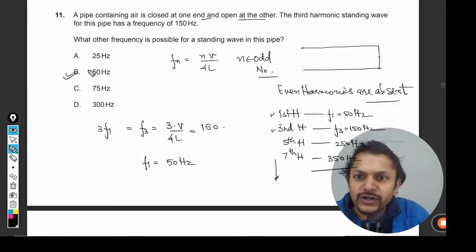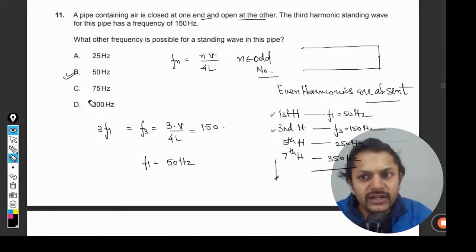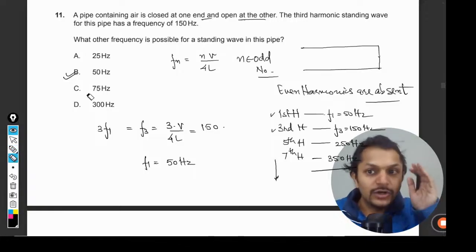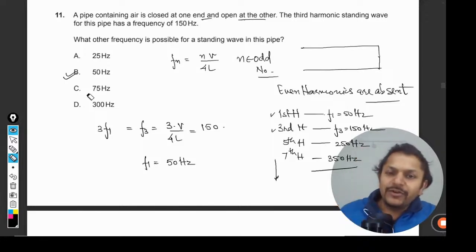50 will be the correct answer, 250 will be the correct answer, 350 would be the correct answer, but in our case 50 hertz is given. So according to this, the answer for this question will be B. So this is how we do this question.